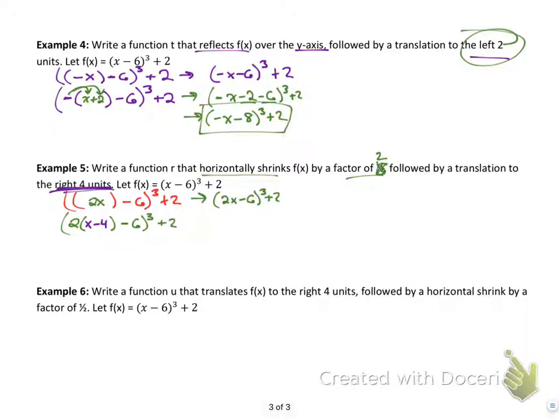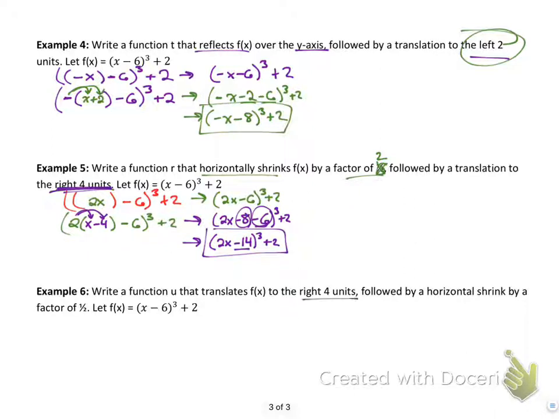Now, this time, we do have to distribute. So, boop, boop. So we get 2x minus 8 minus 6 cubed plus 2, which turns into 2x minus 14 cubed plus 2, because negative 8 and negative 6 make negative 14. That's the answer.